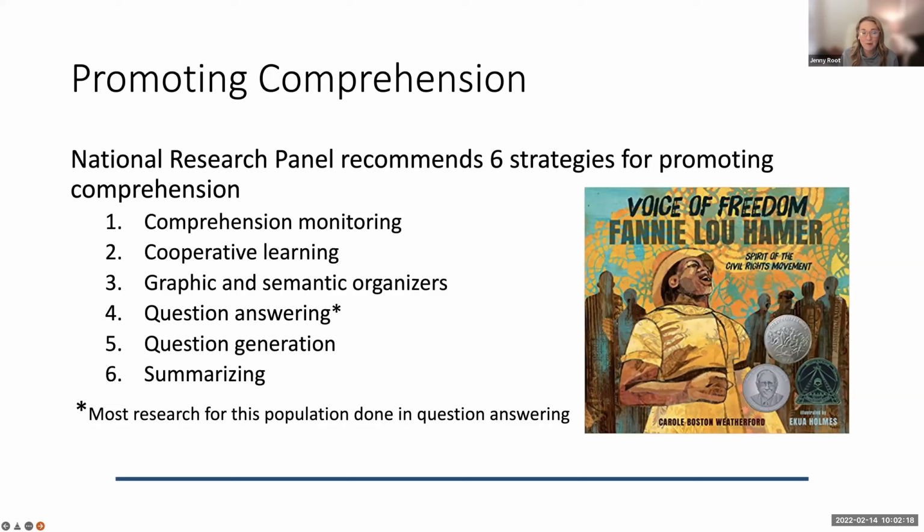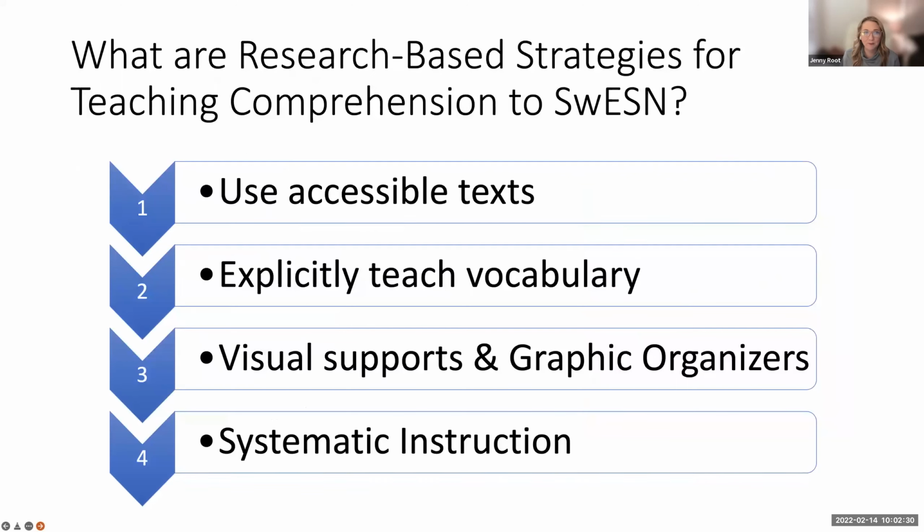Since then, most of the research for students with extensive support needs has taken place in question answering, right? But there are ways that we can support other types of comprehension activities within our instruction. So what are the research-based strategies for teaching comprehension? Using accessible texts. So we want to make sure, again, that it's cognitively and physically accessible. Making sure that we're explicitly teaching vocabulary, right?